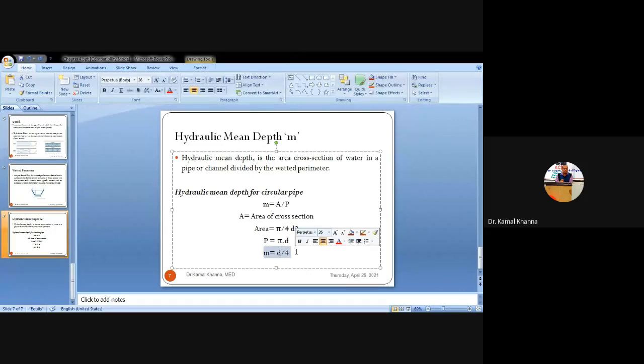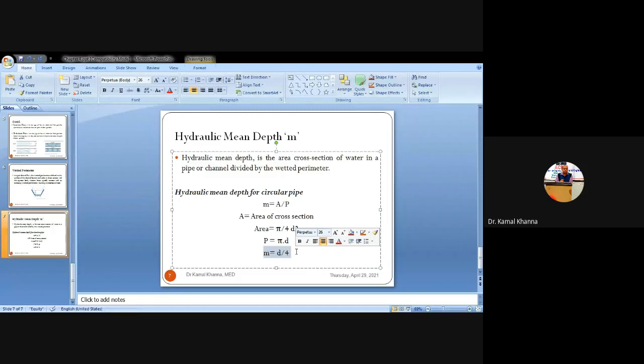Hydraulic mean depth is only considered whenever that pipe is filled with the liquid. That liquid may be mercury or water or honey. Any kind of liquid filled in the pipe, then only you can calculate the hydraulic mean depth. It also depends on whether the pipe is fully filled or half filled. We will study in our next classes how we calculate the hydraulic mean depth if the pipe is filled fully, or half, or a quarter. So this is the hydraulic mean depth for the circular pipe.